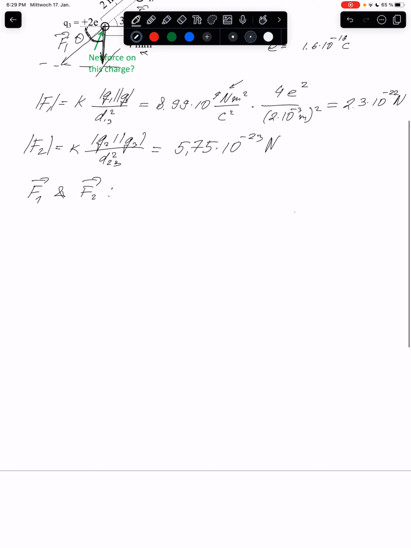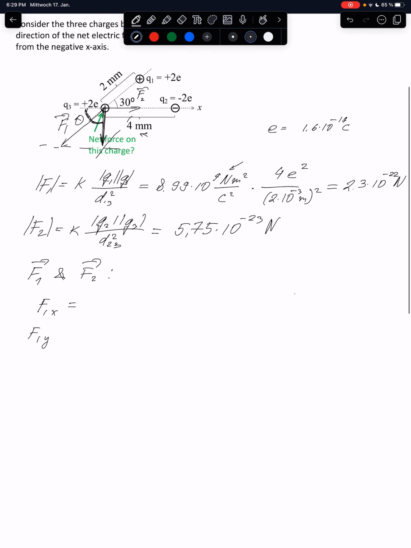So let's start with F1. And for F1, we'll want to find the x component and the y component. So for the x component, first of all, I would like to ask whether it's positive or negative. But for that, let me redraw this figure. So I have the x-axis, the y-axis, and this is my vector F1 approximately.